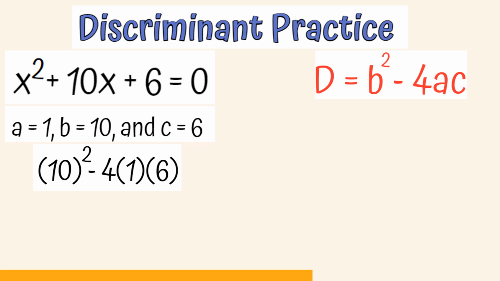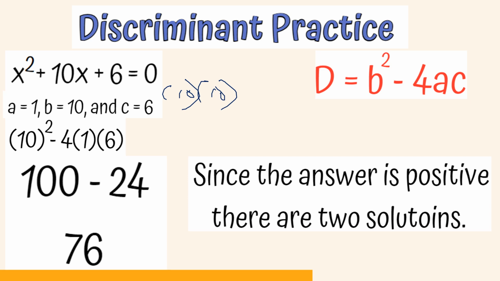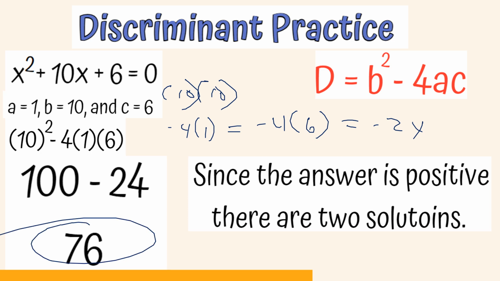Give you a moment. You can pause the video. So I said 10 times 10 was 100, because it is. 10 times 10 is 100. And then -4 times 1 gave me -4. And then -4 times 6 gave me -24. 100 minus 24 is 76. Right now we're just working with a discriminant. So with this positive discriminant, we know if we finish this problem, we would have 2 solutions.